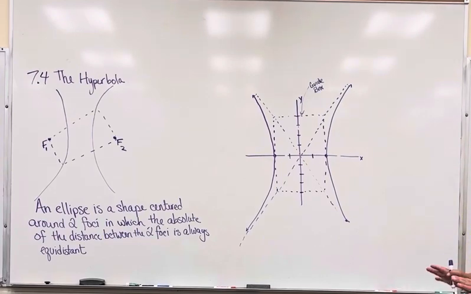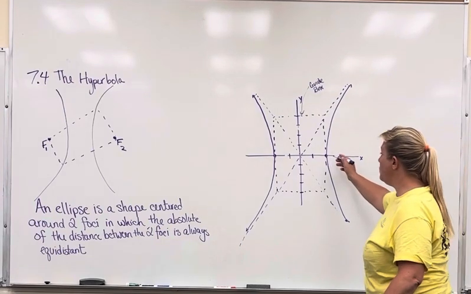So the dashed lines are actually not there, and all you would be seeing is the two arcs, and that's the hyperbola. Okay, so that is what a hyperbola looks like, and this is the way we're gonna go about graphing it. Now, a couple definitions here.